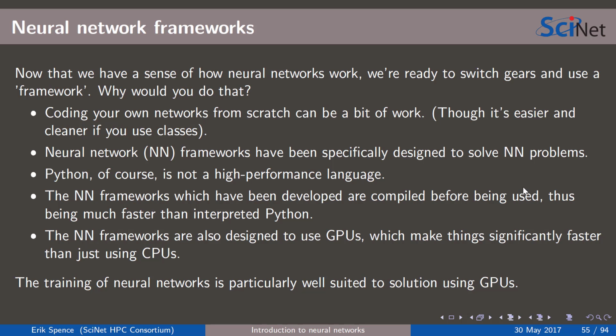Also, Python, of course, is not a high-performance language. Those of you that have taken Python classes with us before, we stress this because it's an interactive language. It goes through an interpreter. It's not high performance. If you want high performance for your code, it needs to be compiled. And so the other advantage of using neural network frameworks is that they, generally speaking, are compiled before they're used so that the training goes much, much faster. Also, they're generally designed to run on GPUs, graphical processor units, which are significantly faster in this particular application, and we'll go over that later on.